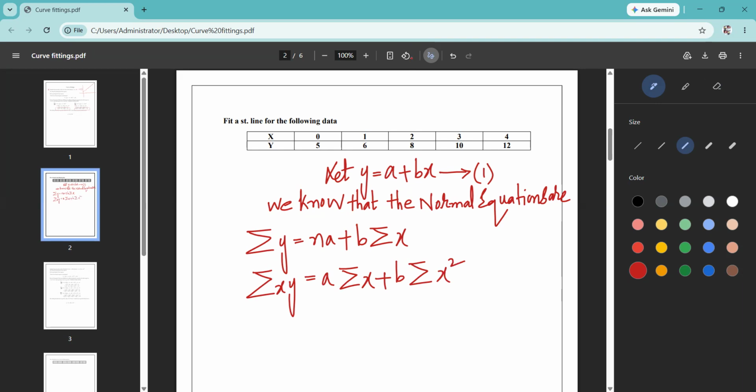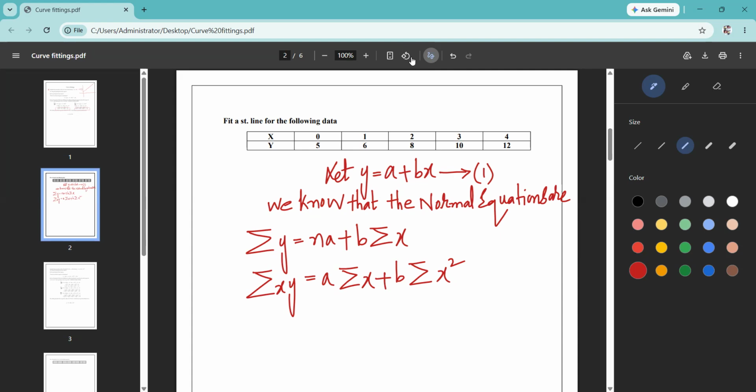After that, we have to take the x values and y values. From the x values and y values, what is our requirement? We need the sum of y, means we have to add all the y values. Summation of x means adding the x values. X square means we have to take the square of x and then add. And summation xy means x and y we have to multiply.